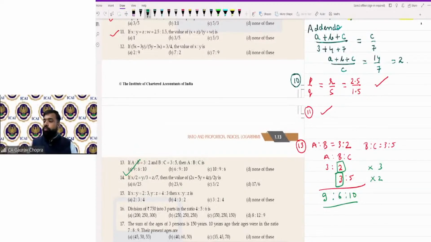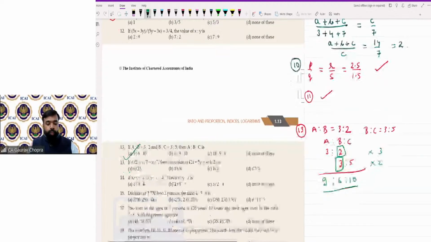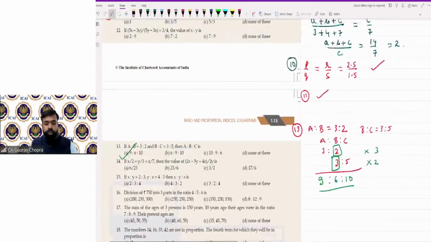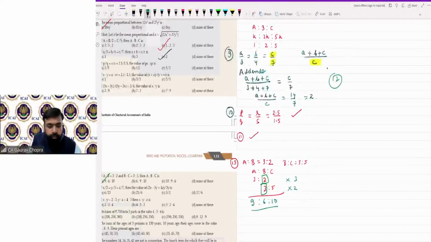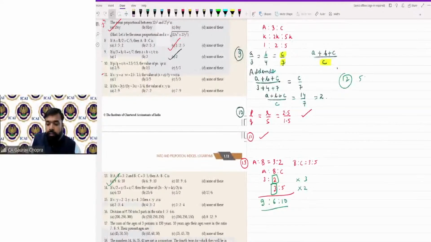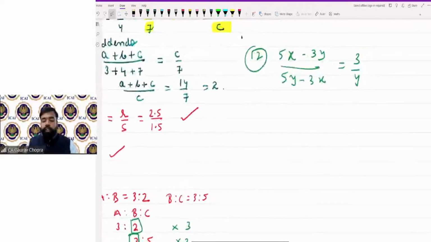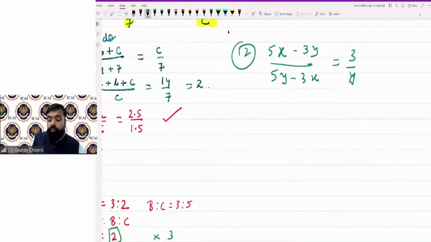All right. Then Anand is asking about question number 12. Okay. Let's try that also. The 12th one says, let's write the question here. 5x minus 3y upon 5y minus 3x equal to 3 by 4. And you have to find out the ratio of x and y.